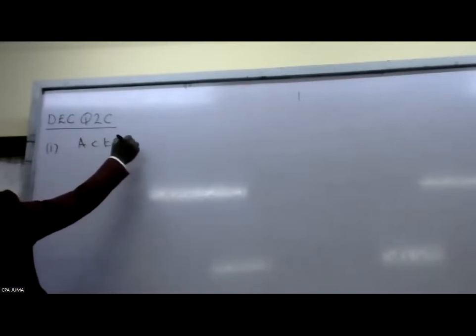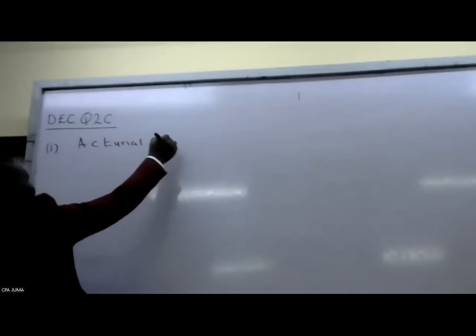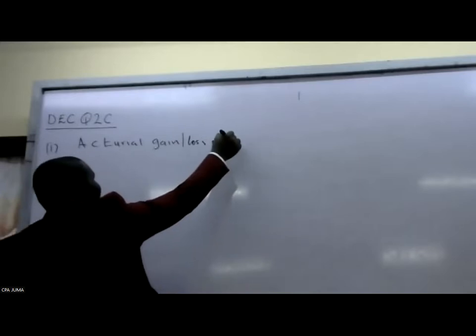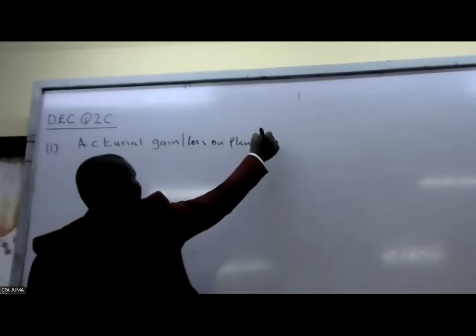So actuarial, right there, actuarial gain, stroke loss on plan obligations.